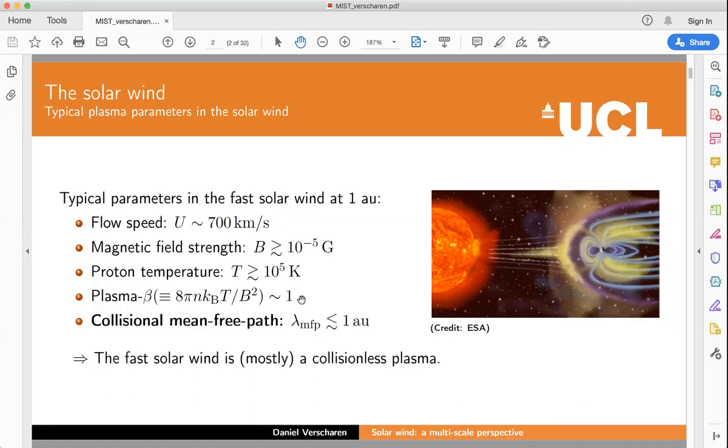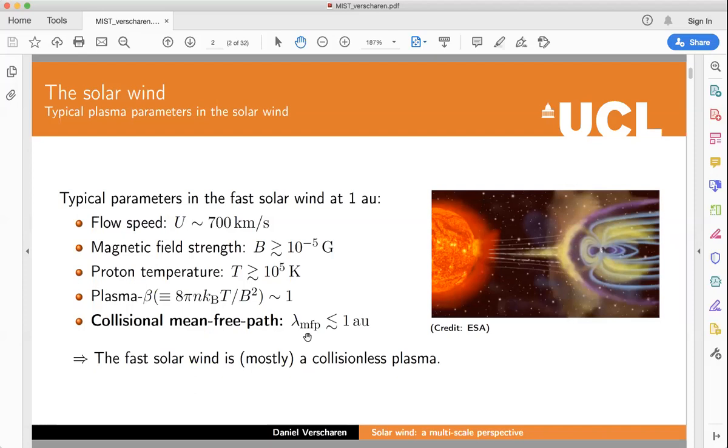Plasma beta: if you put these numbers together with a density of about 3 protons per cubic centimeter, you come up with a beta that is roughly of order 1, which is a bit of a problem, because you can't work in the low beta limit or in the high beta limit if your ordering parameter is of order 1. There is also a lot of variation there. It can be a few percent, or sometimes even 50, 60, 70 at 1 AU. And probably the most important parameter on this slide for the topic of kinetic physics is the collisional mean free path, which is very large. It's about 1 astronomical unit, and so it is roughly the size of your system.